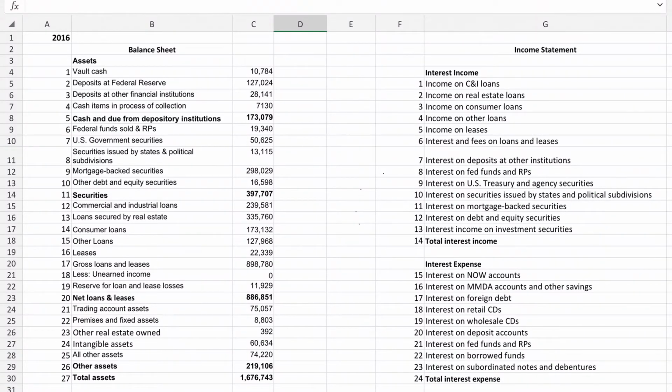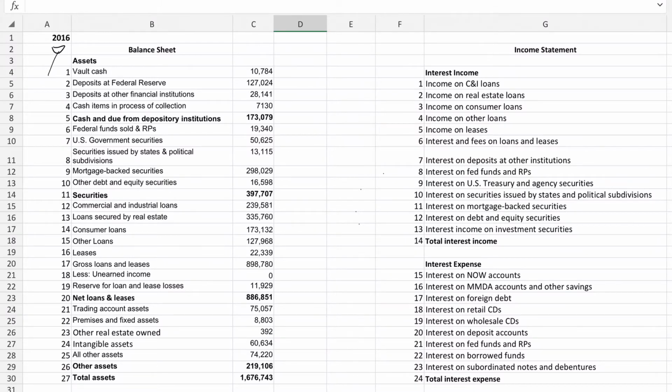Okay, so let's apply what we've covered so far and do a financial statement analysis for Bank of America. Here what we have is Bank of America's 2016 financial statements, and what we're first going to do is apply the different items and match up what we discussed in part 1 of this lecture, the different types of assets and liabilities that banks can have.